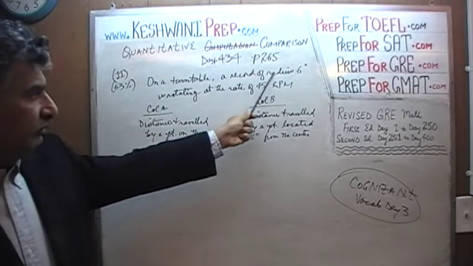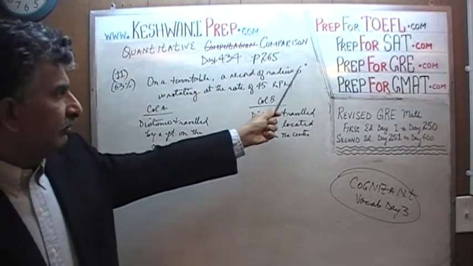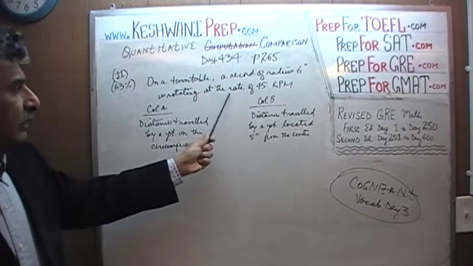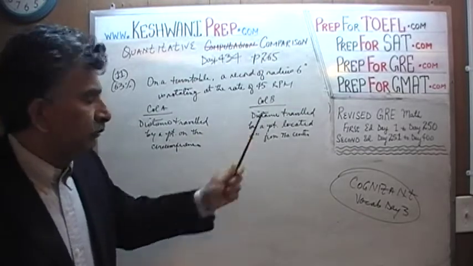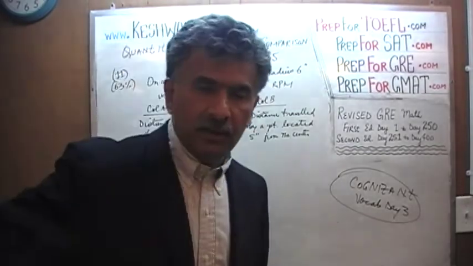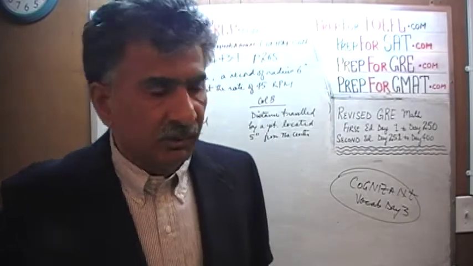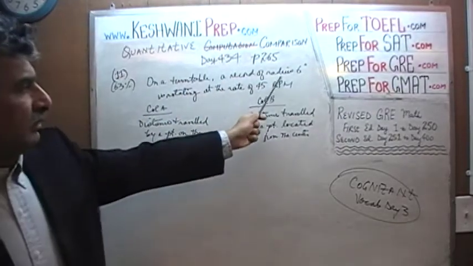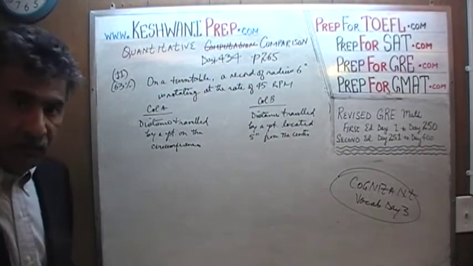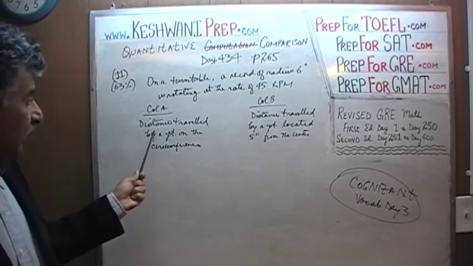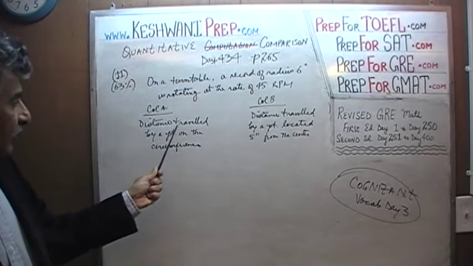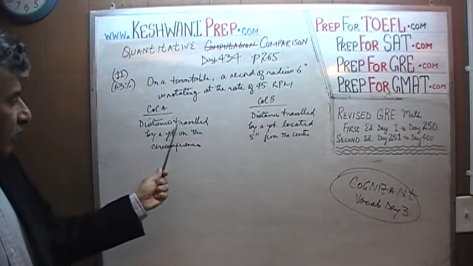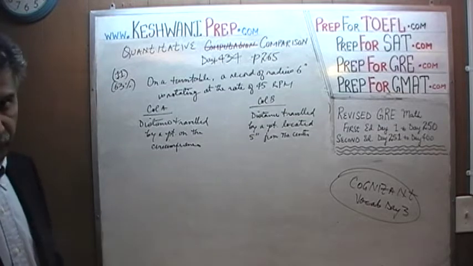On a turntable, a record of radius 6 inches is rotating at the rate of 45 revolutions per minute. So we have a record rotating at the rate of 45 revolutions per minute. We are told that the radius of the record is 6 inches. All we are being asked to compare is the distance traveled by a point on the circumference.